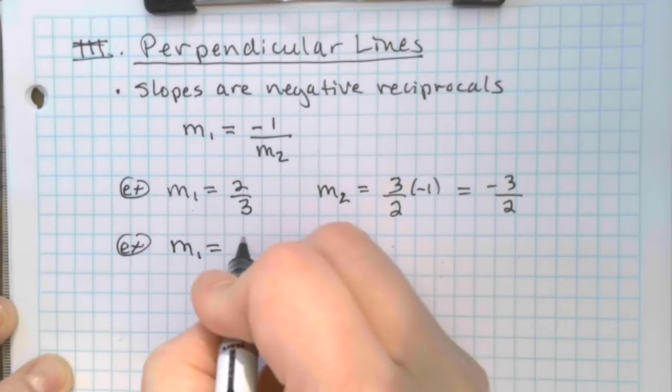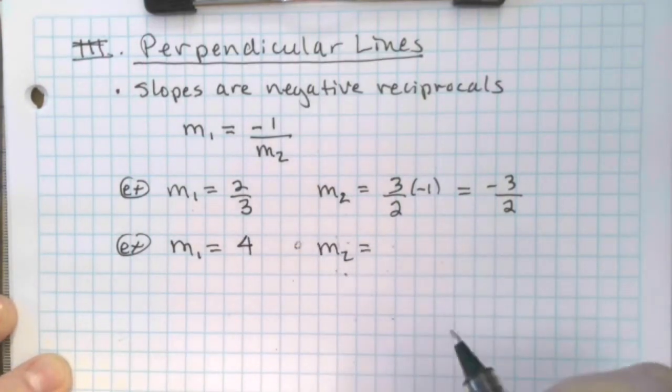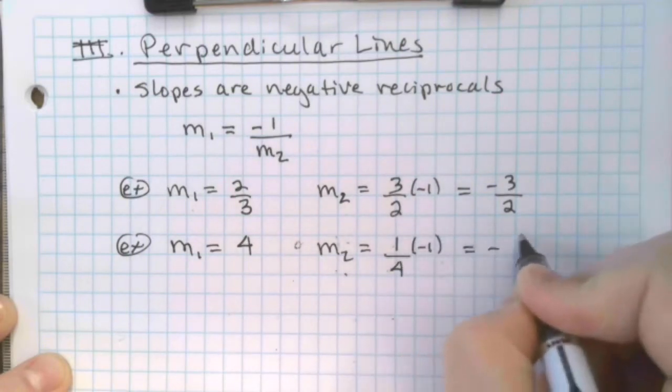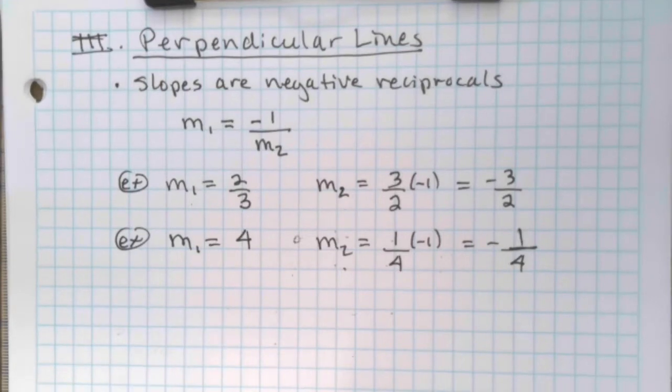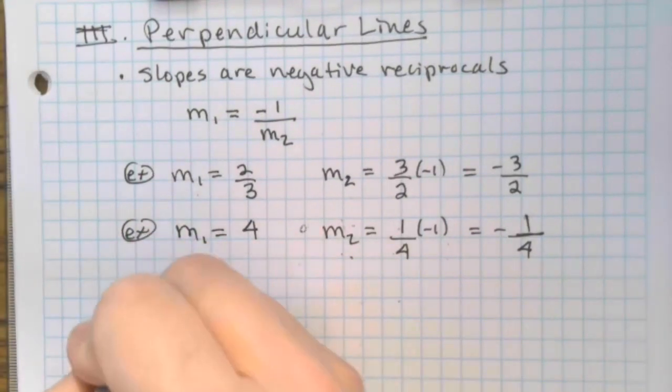If your slope is a whole number like 4, then the perpendicular slope would be flip it, 1 over 4, times a negative 1, which is negative 1/4. You'll notice that one is usually positive and one is usually negative. So that's one way you can kind of look out for it. Generally, if one slope is a whole number, the other one's going to be a fraction because you're going to flip it. So how in the world do you figure out if they are perpendicular?